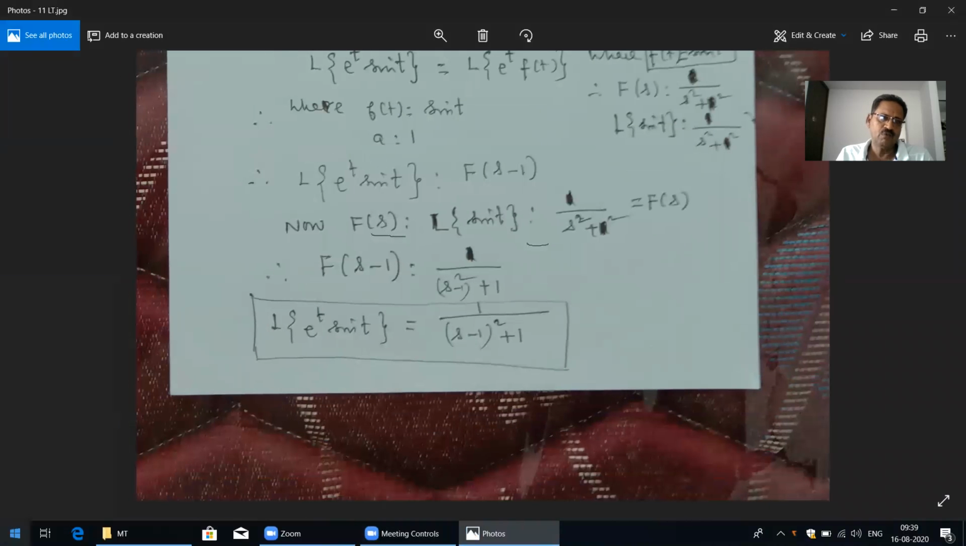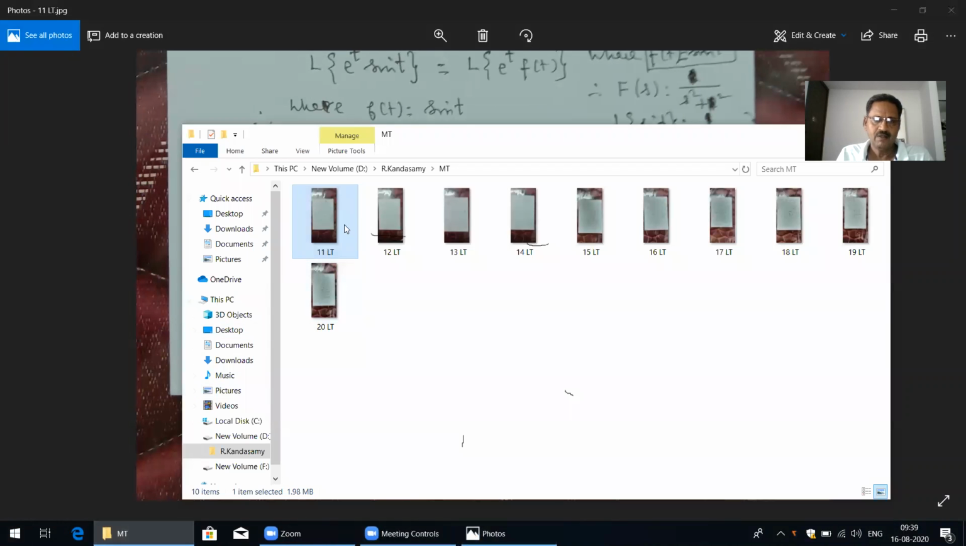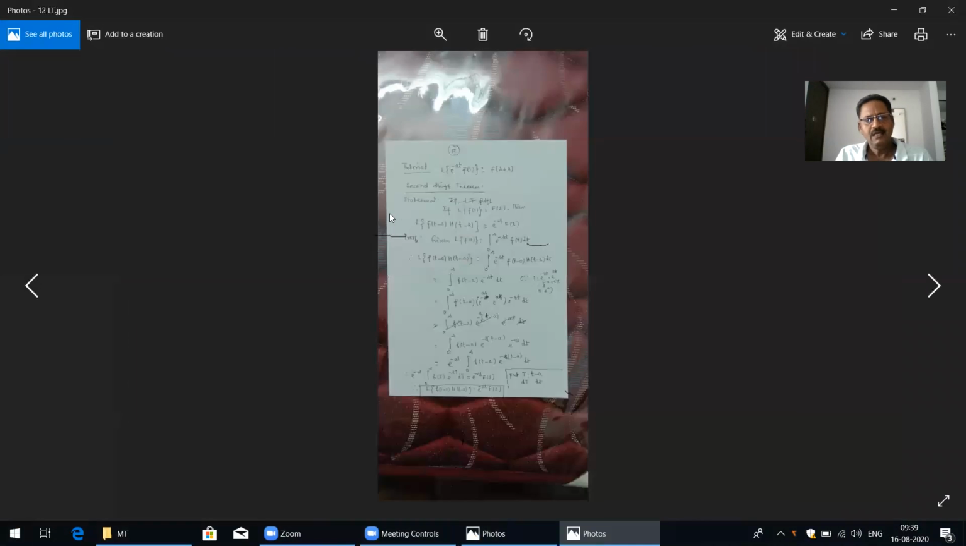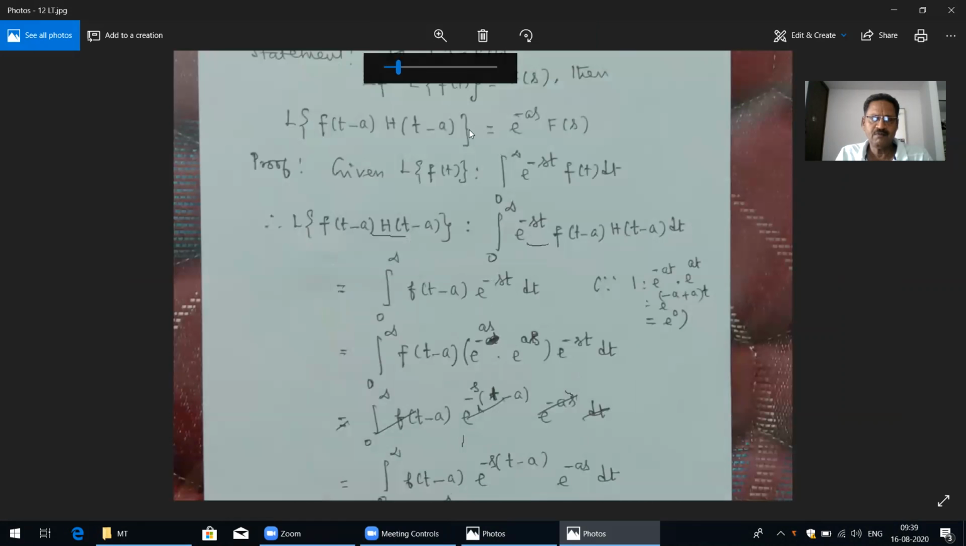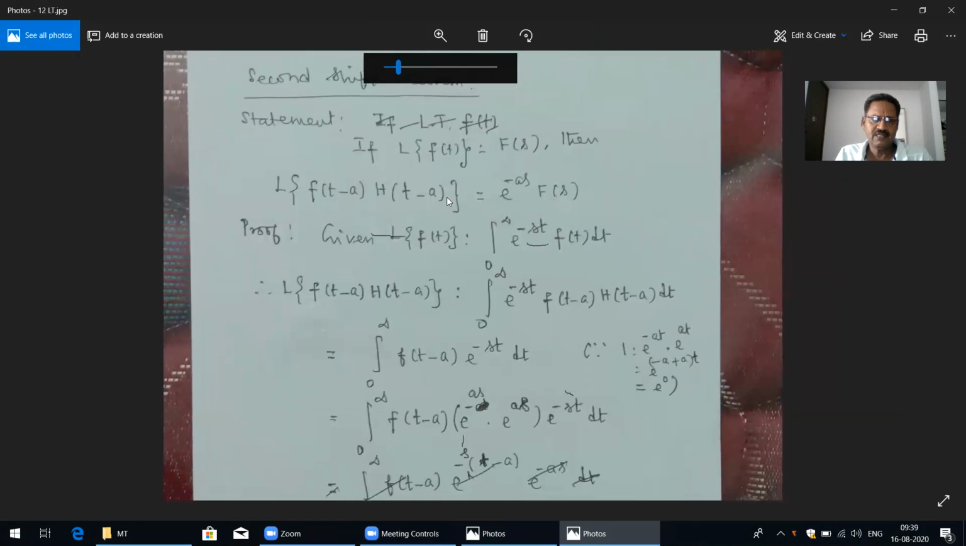And then I am going to the second page. Next, I am going to teach the second shifting theorem. The second shifting theorem is also a very simple thing. Second shifting theorem.